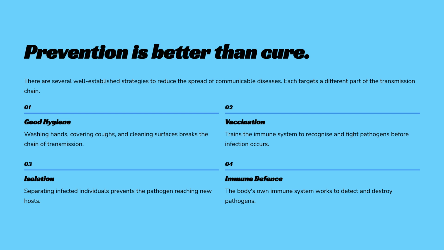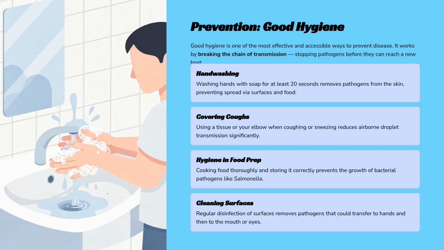When a person is infected, even with mild symptoms, self-isolation is crucial. By staying separated from others, you can prevent the unknown transmission of the pathogen, helping to keep your community safe and the disease under control. Prevention is always better than a cure. Strategies like maintaining good hygiene, vaccination, isolation, and supporting immune defense all work by targeting specific points in the transmission chain to stop pathogens in their tracks.